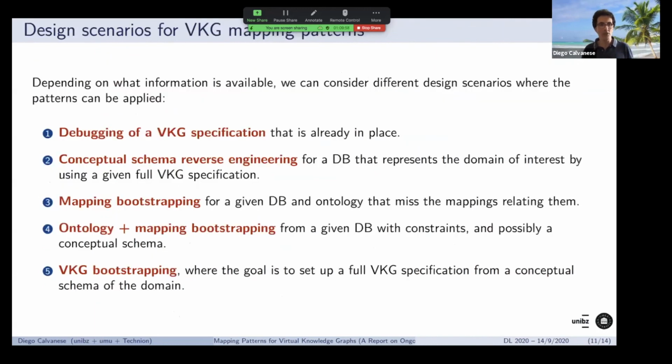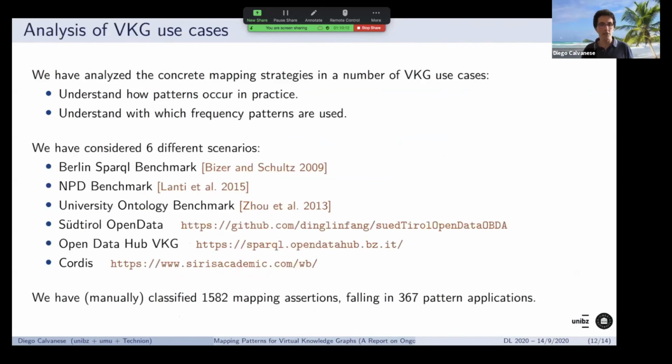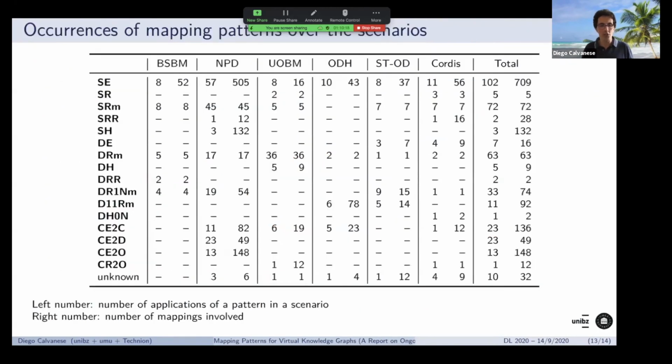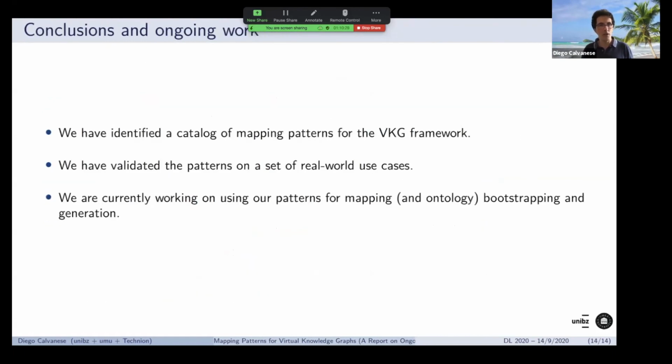We have various scenarios that are related to what is given as input and what is given as output. For example, bootstrapping, where we are given a database and an ontology and we miss the mappings between the two, and other scenarios. And finally, we have considered several application domains and use cases where we have applied our patterns, and we have essentially identified 1,500 mapping assertions to which our patterns apply, and we have seen more than 300 different applications of these patterns. And we are currently working on using our patterns for mapping bootstrapping and generation of mappings, also using the data and using learning techniques over the data.